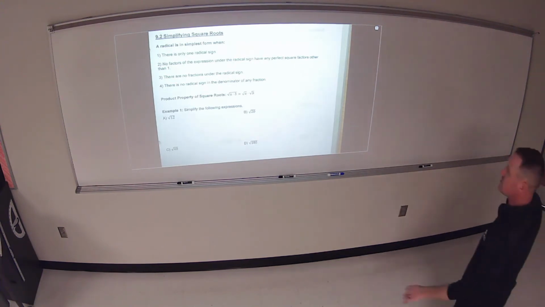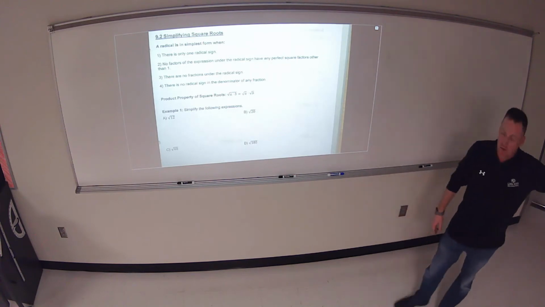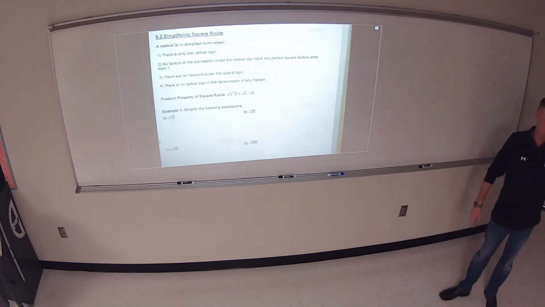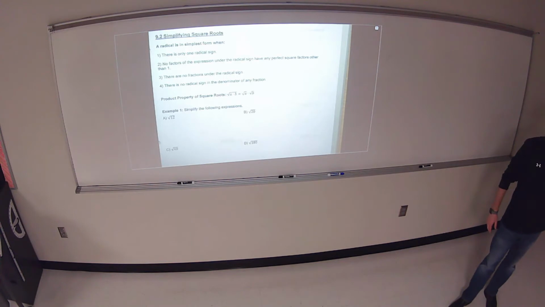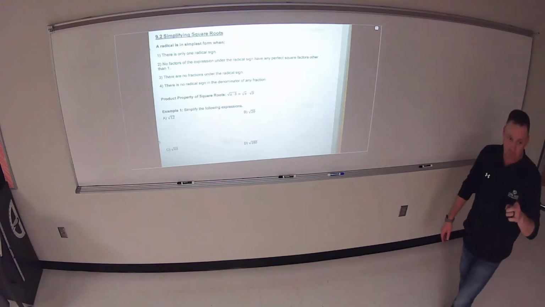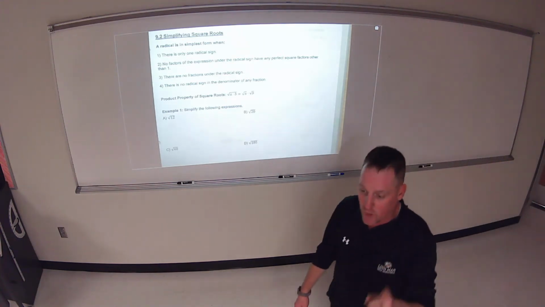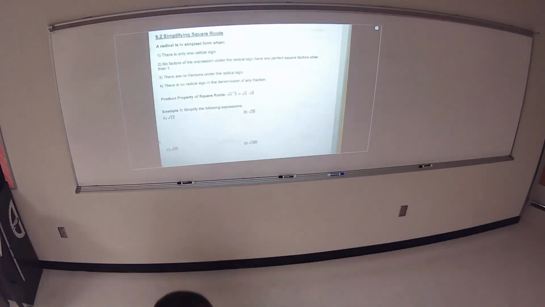Okay? So there's 4 things that we're going to worry about. We're specifically going to focus on 1 of these today, but by the end of the week, these 4 things all need to happen. So number 1, there can only be 1 radical. Remember, a radical is a symbol, and a square root is a radical symbol. There can only be 1 radical sign in your answer.